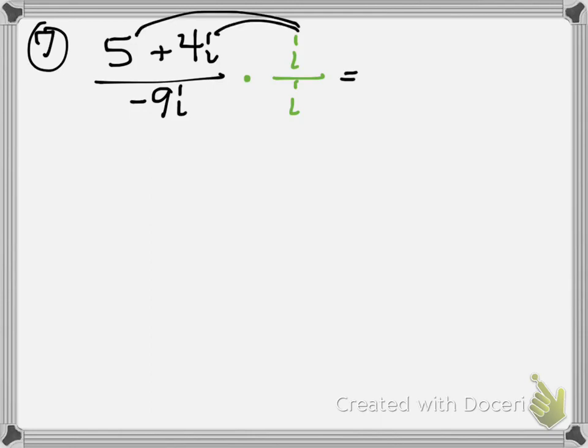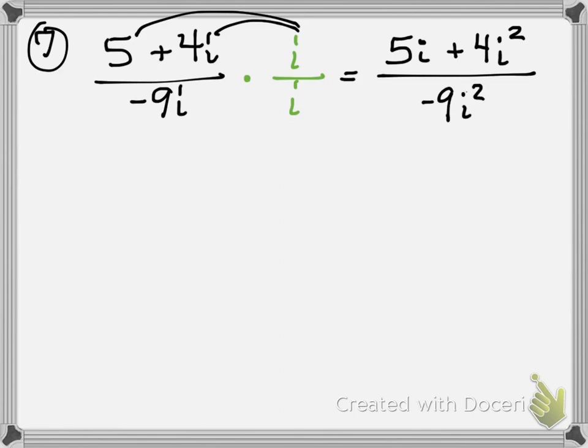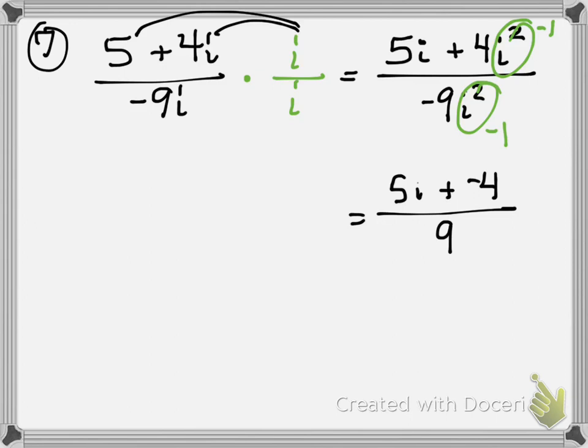So we distribute because there's a binomial in my numerator. So it's something being separated by addition or subtraction. We need to change out our I squareds to become -1s. So we end up with 5i plus a negative 4 divided by a positive 9. Plus a negative 4. Is there a better way of writing that? Done. That's your answer.